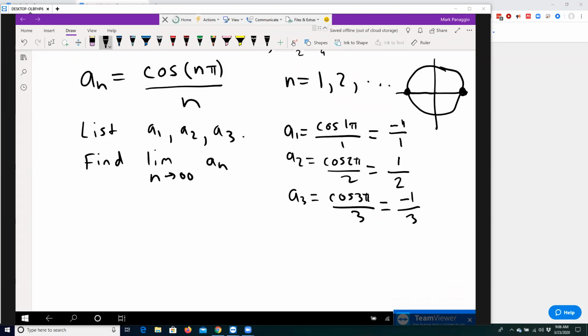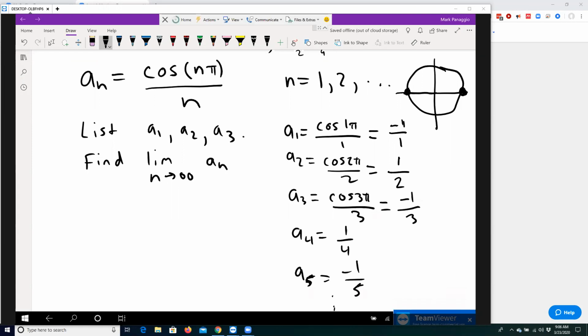All right, and if you're noticing the pattern here, it looks like cosine of n pi is going to just alternate back and forth between -1 and 1. And then the denominator is just counting up by 1. So a_4 would be just 1 over 4, and a_5 would be -1 over 5, and so on.